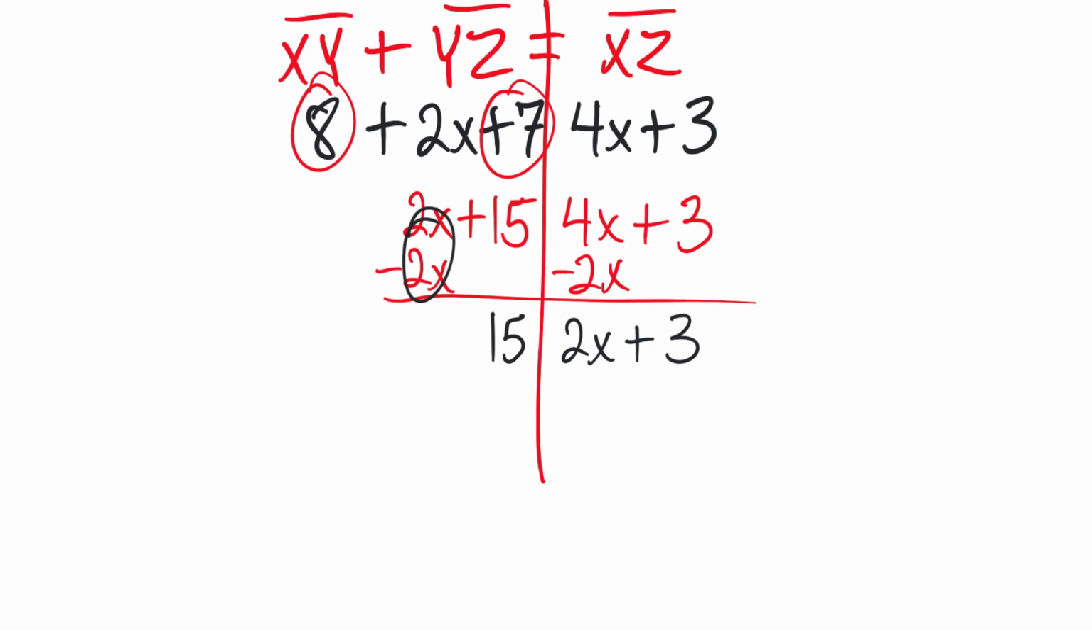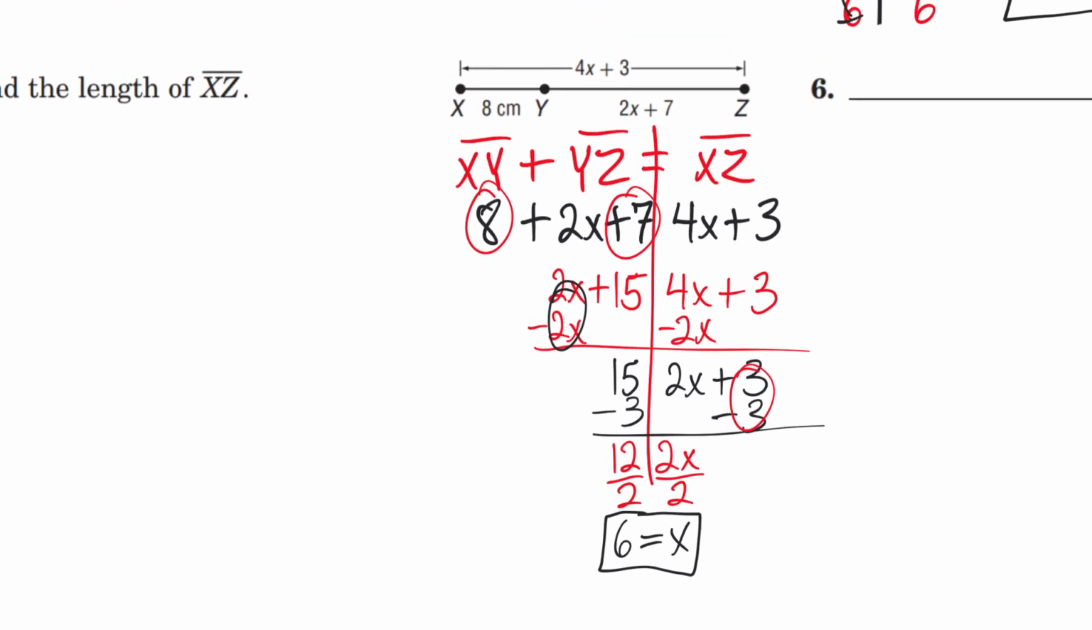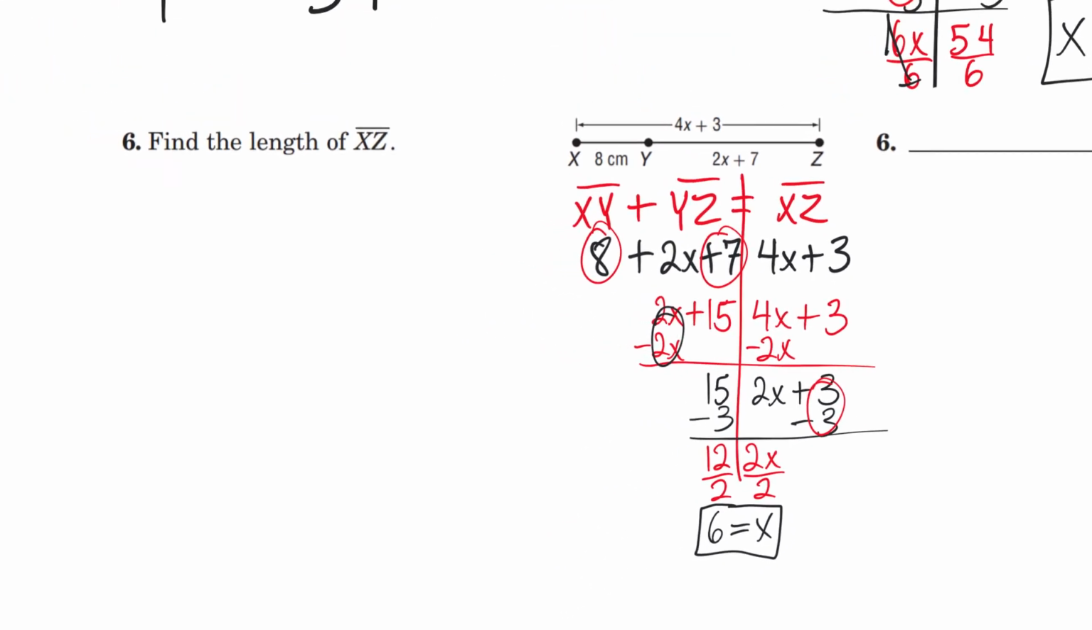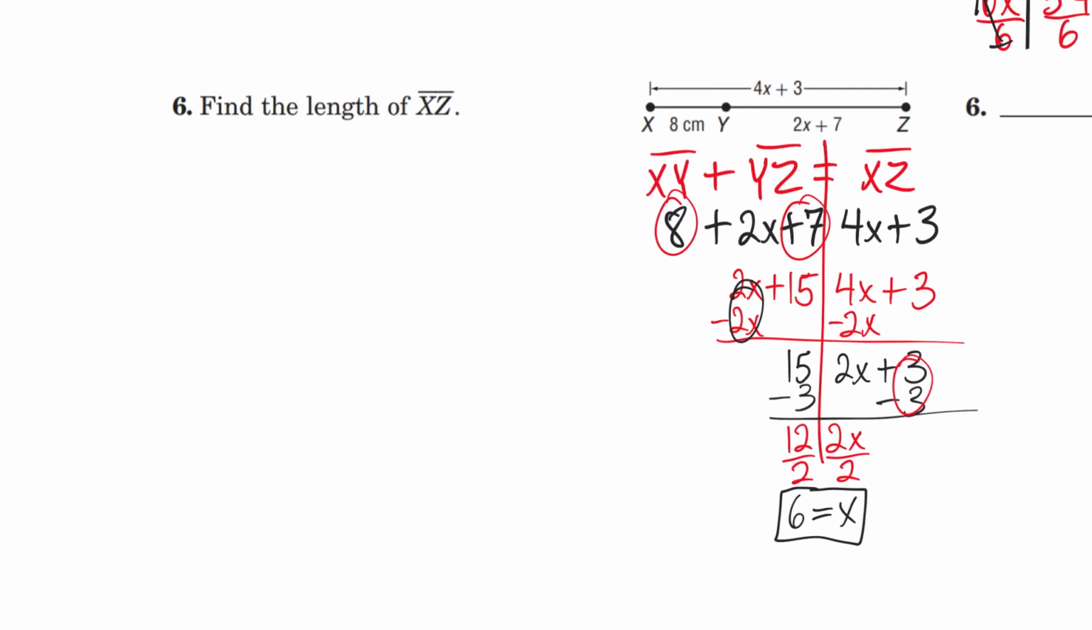So we're going to start off with this 3. Okay, good. I'm going to subtract 3 from both sides. So that gives me 12 over here, and I still have that 2x over here. Okay, so x equals 6, but notice what it says.